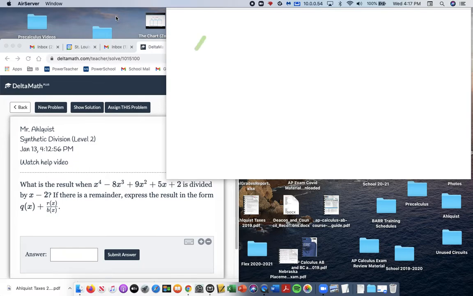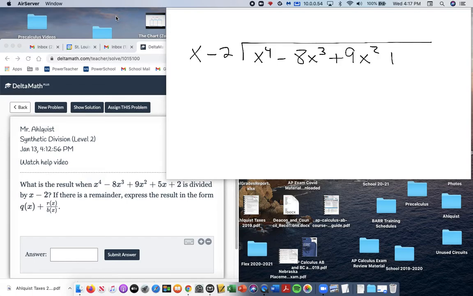We have x minus 2 is the dividing thing, and we're dividing x to the fourth minus 8x cubed plus 9x squared plus 5x plus 2. So we're going to divide this out. We're going to do the same thing we did before.